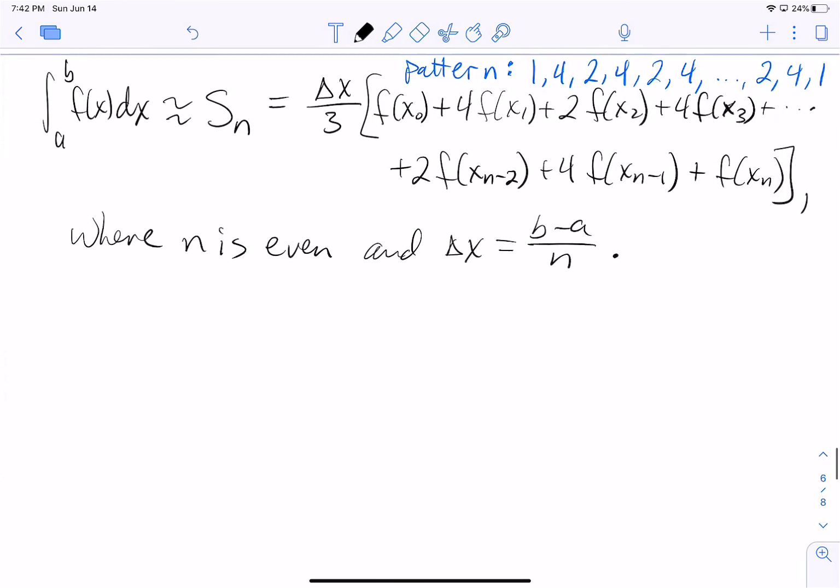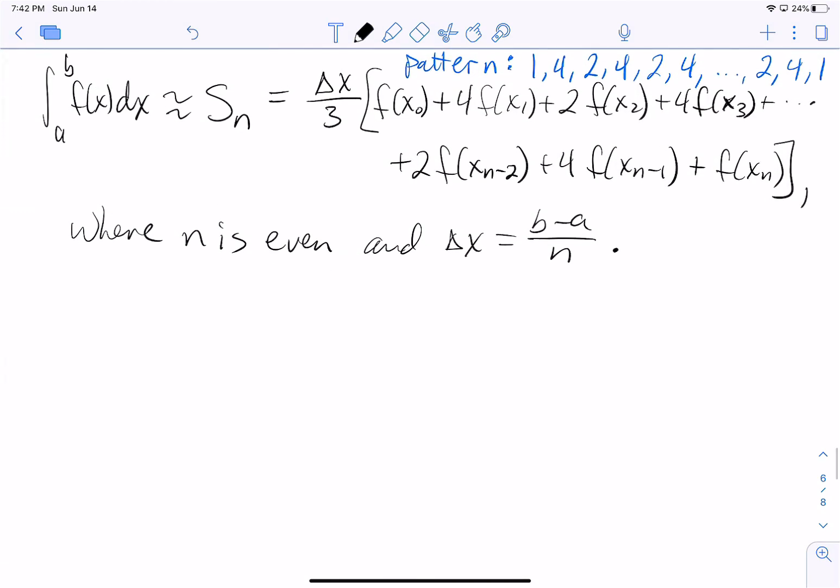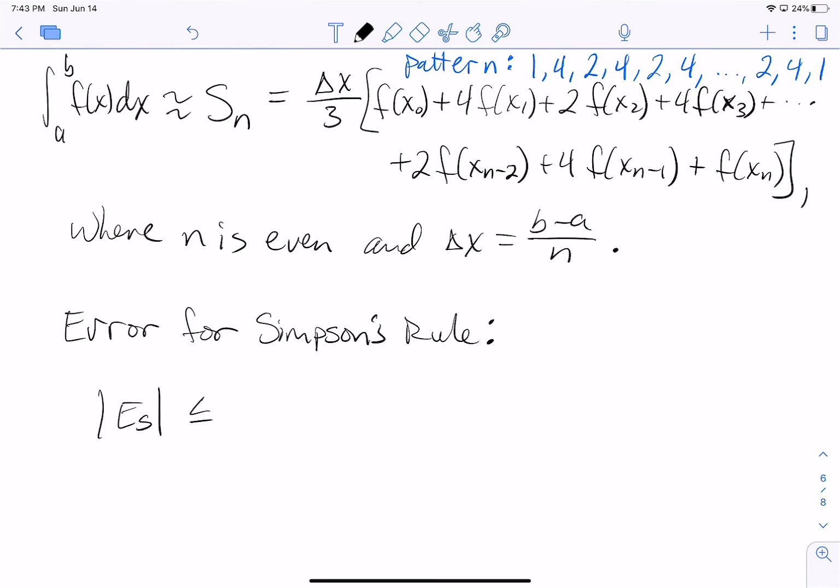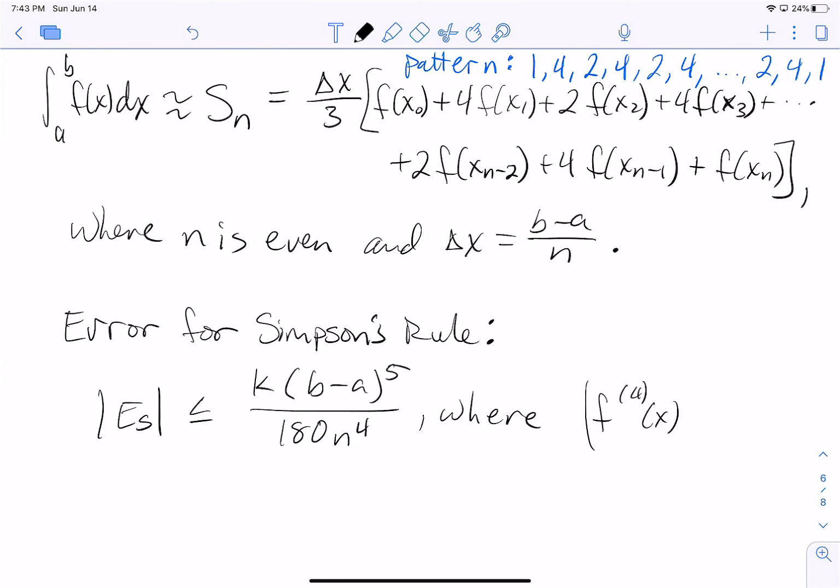As with the trapezoidal rule and the midpoint rule, there is error involved in Simpson's rule. For Simpson's rule, the absolute value of E sub s, the error for Simpson's, is less than or equal to k times the quantity of b minus a to the fifth divided by 180 n to the fourth. But this time, it's the fourth derivative of f in absolute value that's less than or equal to k for the x values between a and b. So instead of the second derivative, it's the fourth derivative.